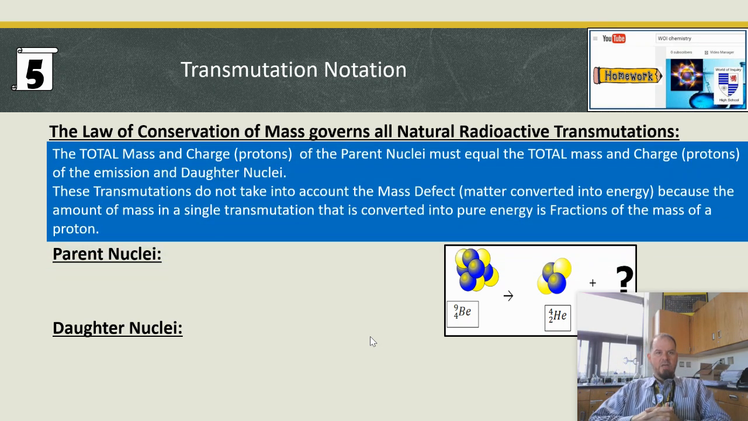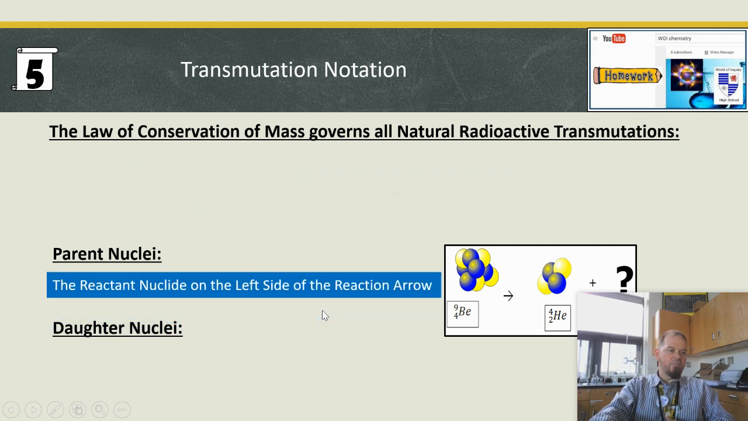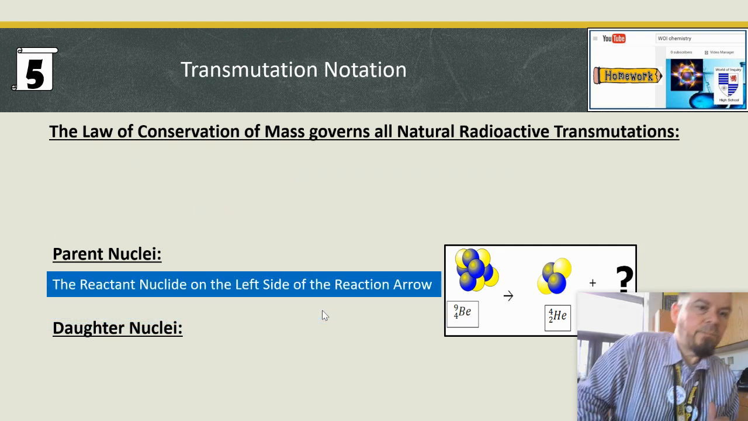The total mass and charge of protons of the parent nuclei must equal the total mass and charge of the protons of the emission and daughter nuclei. In other words, the left side and the right side have to add up. I'm covering up this picture, but it's okay because if I have a total mass of 9 on the reactant side and a total mass of 4 in this helium here, this other piece over here is going to have to be 5, right? When I go backward, 5 plus 4 equals 9. And if this is 4 on the bottom and here's 2, then it's got to be 2 on the bottom over here. We can figure out the math pretty easily, okay?